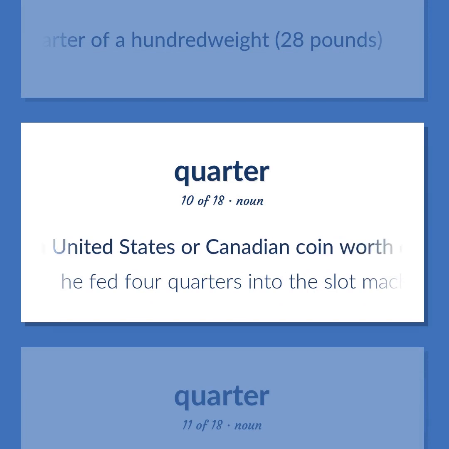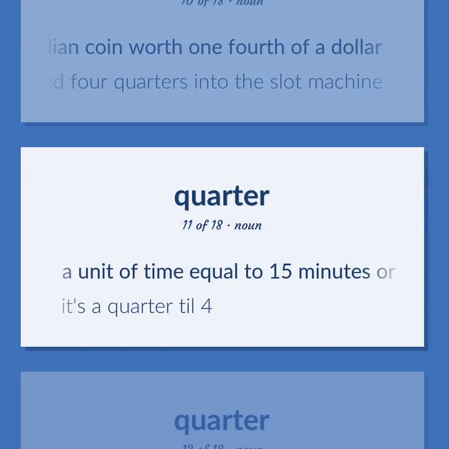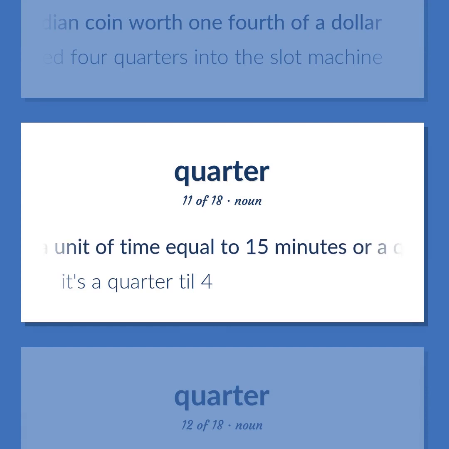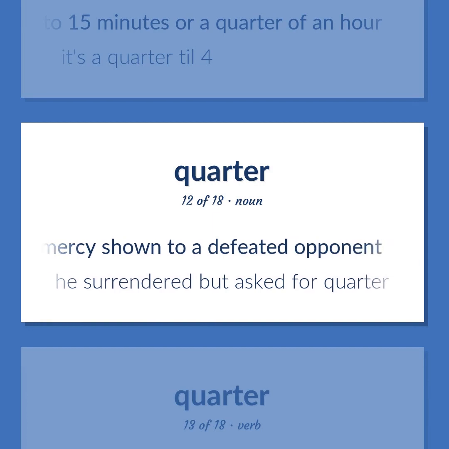A United States or Canadian coin worth 1/4 of a dollar. He fed 4 quarters into the slot machine. A unit of time equal to 15 minutes or a quarter of an hour. It's a quarter till 4. Clemency or mercy shown to a defeated opponent. He surrendered but asked for quarter.